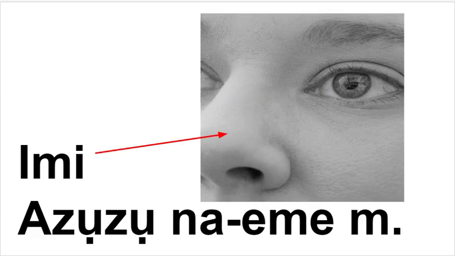Imi on the nose, usually have kata. So kata, we say azụzụ na-eme is usually the sickness we have on the nose. Azụzụ na-eme. Then you can also express that imi na-afụ m ụfụ when you have kata and you've been blowing, trying to blow out the nose, and it starts hurting. That you can say imi na-afụ m ụfụ.